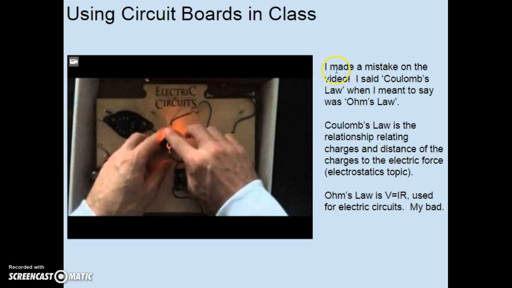When you watch this video, be careful. I made a mistake on the video. I said Coulomb's law when I meant to say Ohm's law. Coulomb's law is the relationship relating charges and distance of the charges to the electric force. This is what we talk about with electrostatic topics. Ohm's law, voltage equals current times resistance, is used for electric circuits. My bad. I just rewatched the video and caught that. But I like the video itself, and I don't have another video created right now. So be sure to watch the video and get caught up on that.